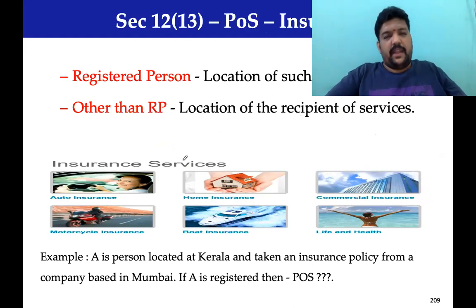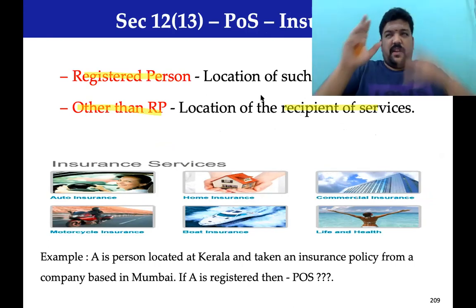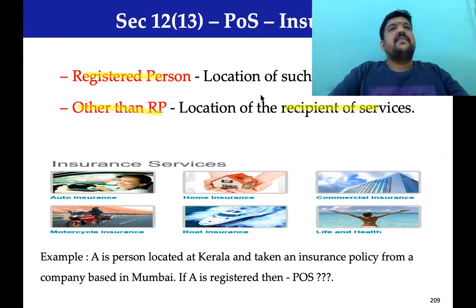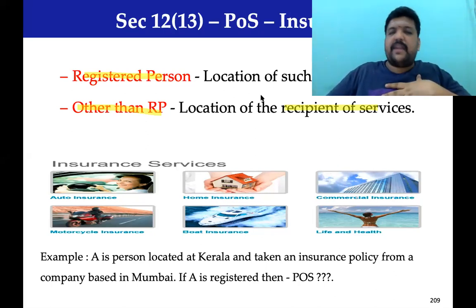In case of insurance services, if the services are provided to a registered person, the location of such person. In case of a person other than a registered person, the location of the recipient as per the records of the insurer. In insurance, without an address, nothing happens. In the policy itself, an address will be mentioned. Sir, we are not bothering whether that is the correct address. Today he lives there, the address is there. If an address is there, then that is what is in my record.